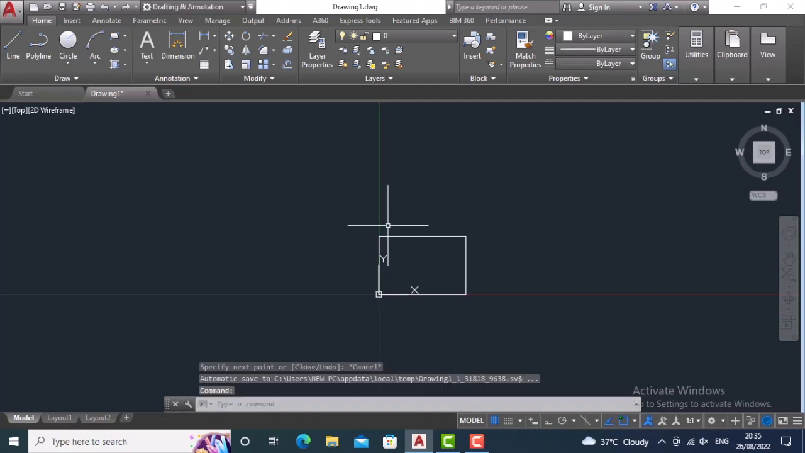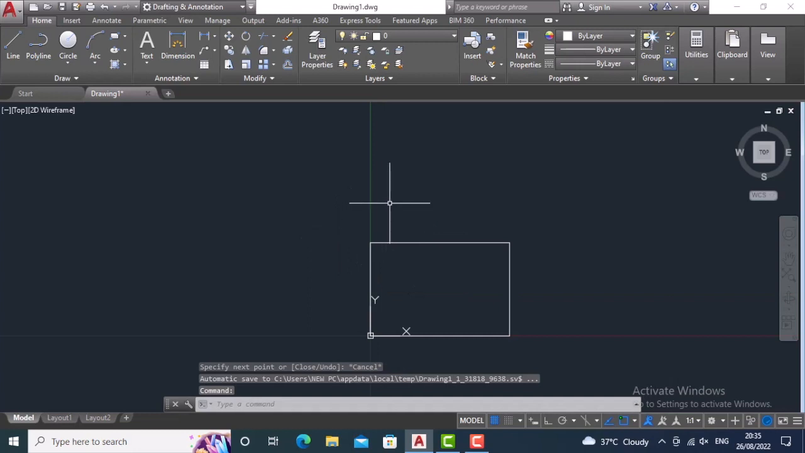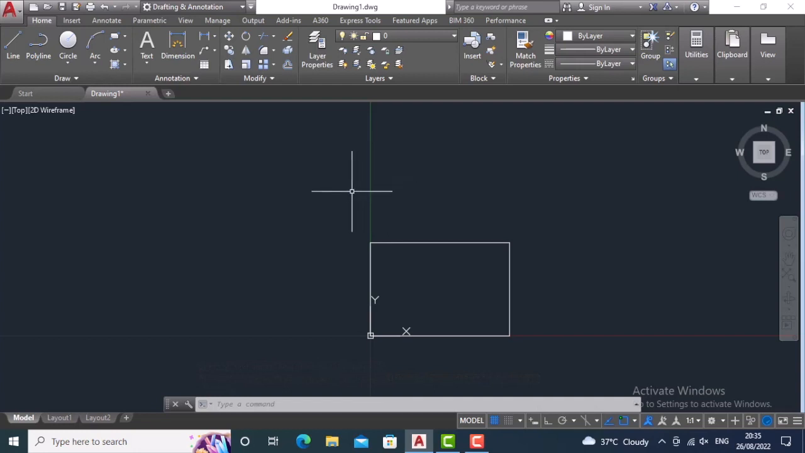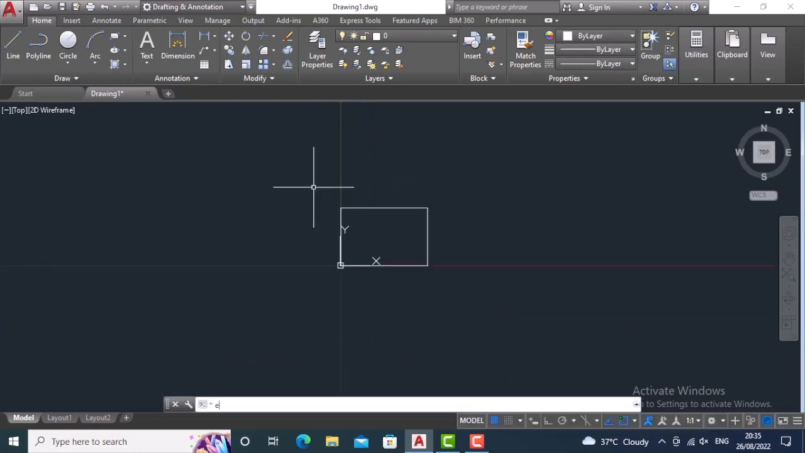So this is the first way of drawing the box, which is the absolute coordinate system. Now we will go to the second one, which is relative coordinate. So let's first erase this one.